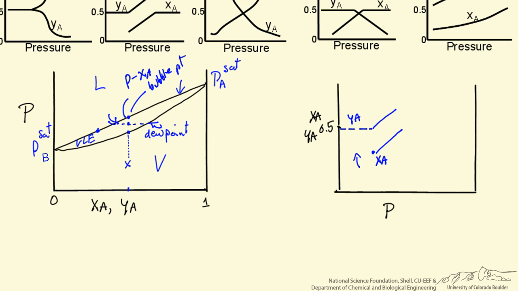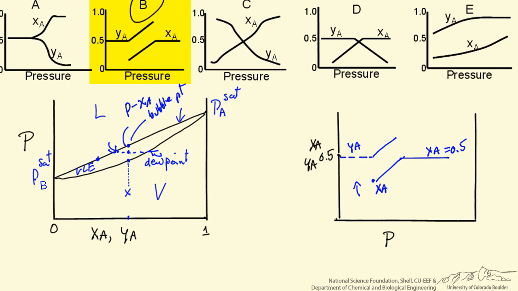And at this point, as we continue to increase the pressure, all the vapor is gone, and so we only have X of A here, and Y of A is not defined past this, and of course this value is 0.5 out here. So this looks like our original diagram B in terms of how the mole fractions change as a function of pressure.